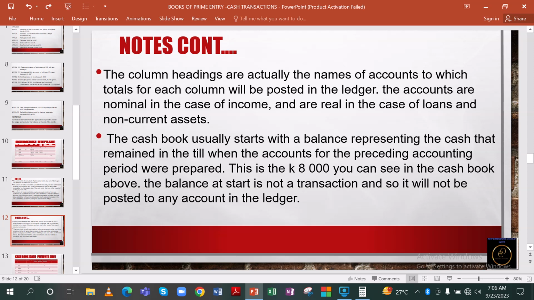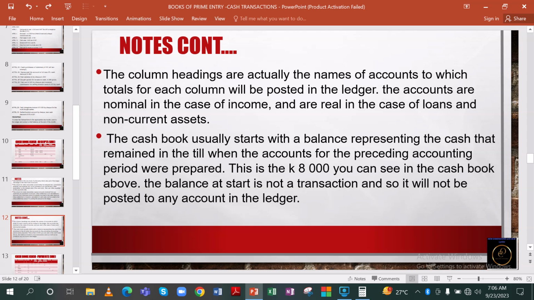The cash book usually starts with a balance representing the cash that remained in the till when the account for the preceding accounting period was prepared. So the cash book will start with a balance brought forward from the previous accounting period. The accounting period can be a day, it can be a quarter, it can be a month.